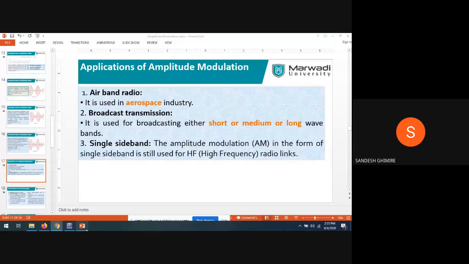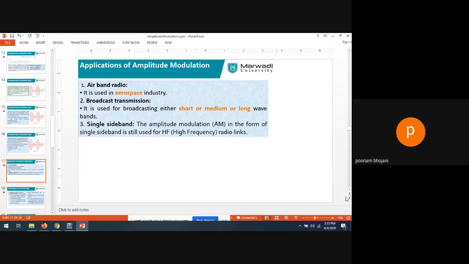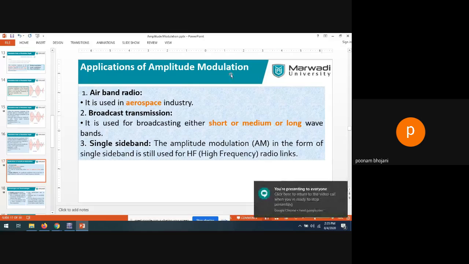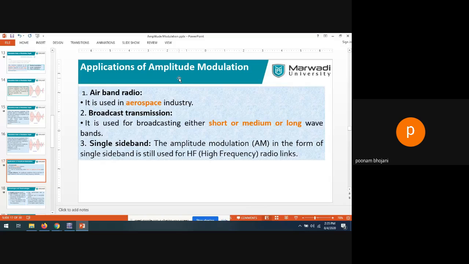Okay, so we have completed up to here, and right now, the applications of amplitude modulation are also equally important: in which type of medium, applications, or fields you are using amplitude modulation. First is the airband radio. It is used in the aerospace industry, where they use a special radio with the amplitude modulation technique.